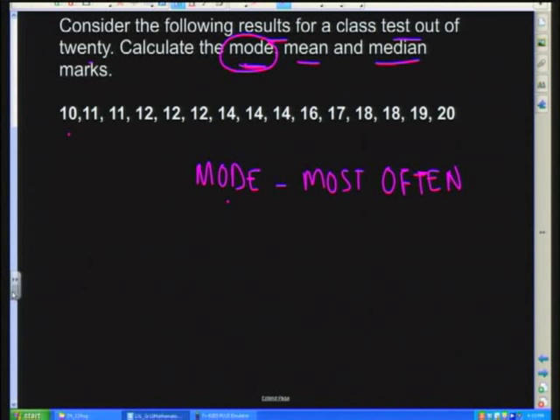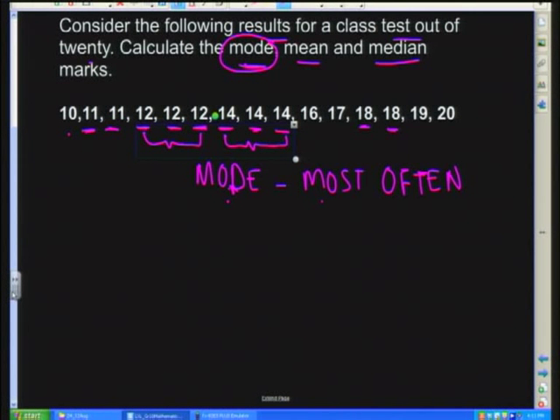Now, if we look at our data, we see that we've got 3 counts of 12. 3 people got marks of 12 out of 20. And then we also see 3 people got 14 out of 20. If we go further into the data, we see that 2 people got 18 out of 20, and 2 people got 11 out of 20. The mode is the value that occurs most often, but here you're sitting with 2 sets of values that occur most often, and that's 12 out of 20 and 14 out of 20.